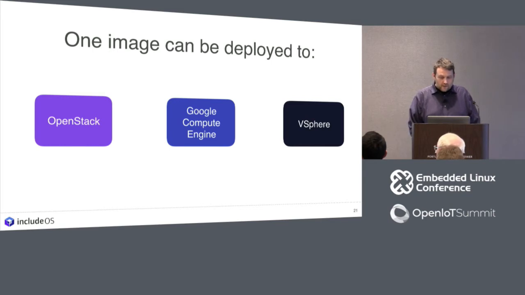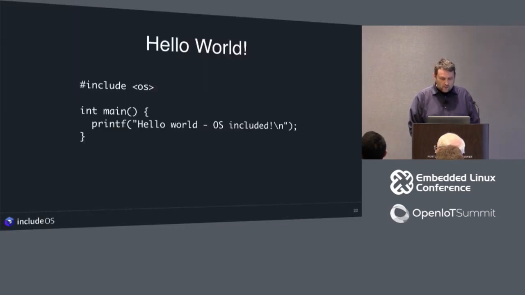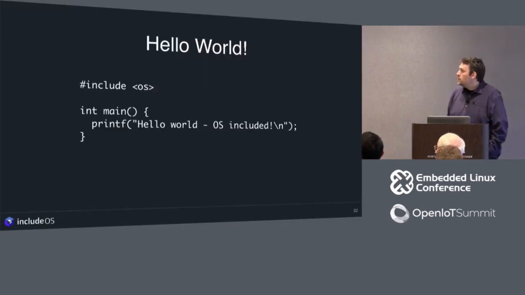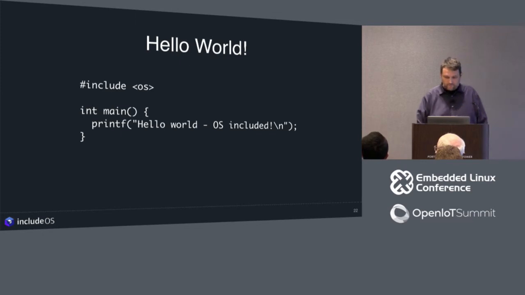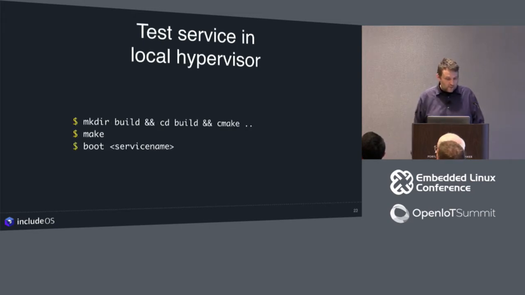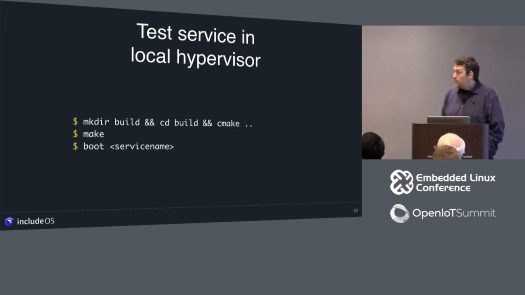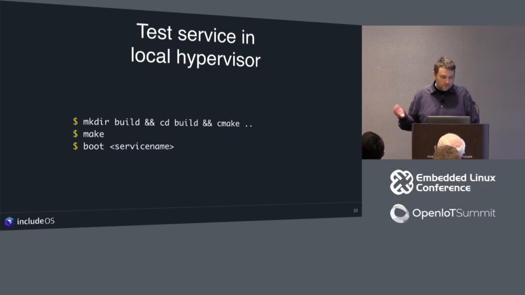So what does this look like? Here's an example. Looks pretty much like a normal user space program. This shouldn't be very scary. So if you write this, you can test it in your local hypervisor. The first time you have to do all the CMake stuff, and that's kind of boring, but after that you just do make, and make your changes, and make again.